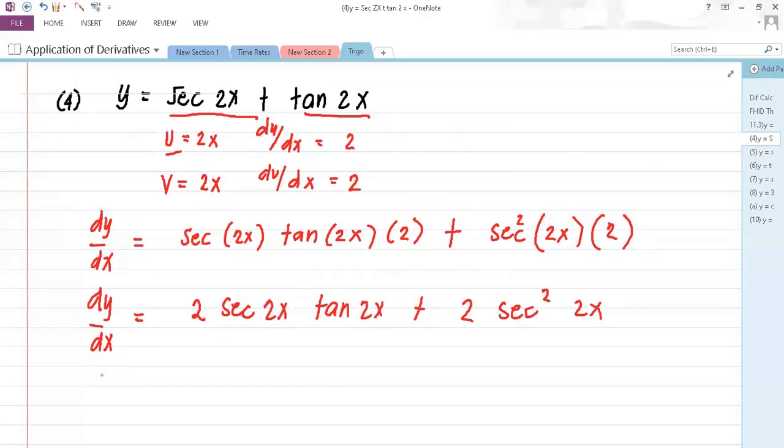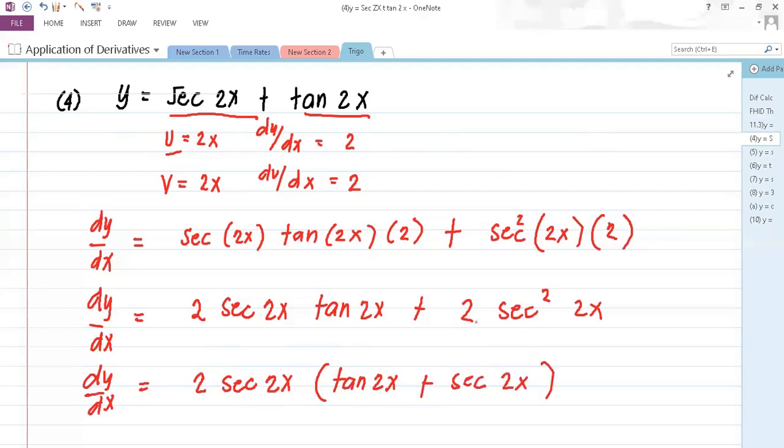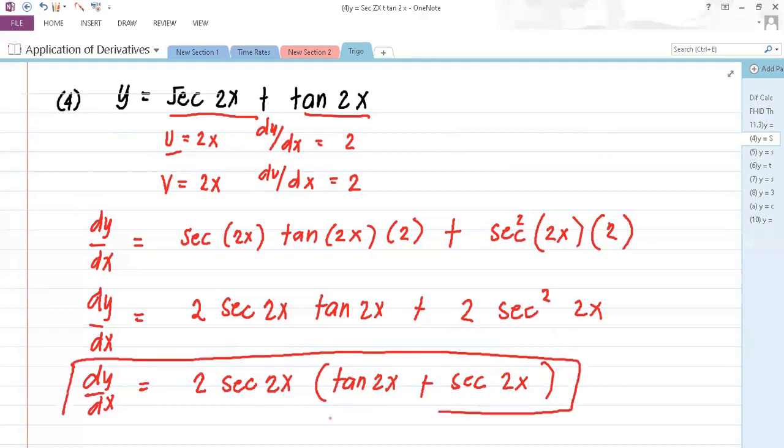So, labas natin yung 2 and yung secant of 2x, dy dx. Common siya sa dalawa. Okay? So, multiply natin siya. May maiiwan na tangent of 2x. Okay? Plus, pag multiply nyo siya dito, may maiiwan na secant of 2x. Para pag multiply nyo ito dyan, ang lalabas is 2 secant squared of 2x. Okay? So, this will be now our answer for our problem number 4.